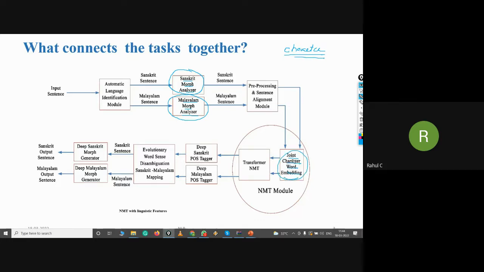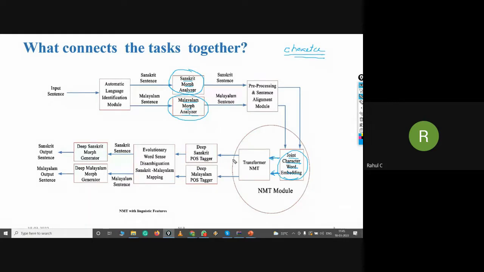Normally it is a word embedding, or sometimes a character embedding. If you want to incorporate both, you can go for a joint one. How can you join them? We will discuss how to join the character and word embeddings. If you can do that, it is good. Then that can be given to the NMT, and the NMT produces the results. But one more thing is happening.